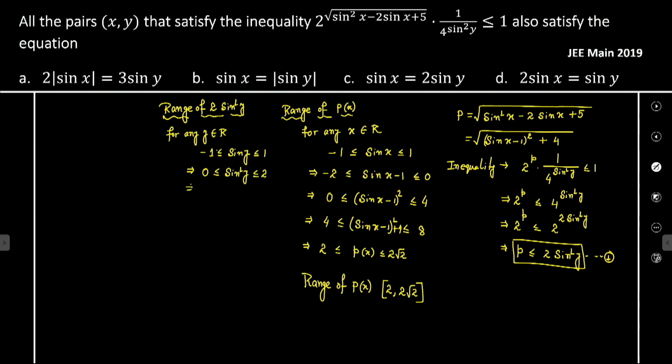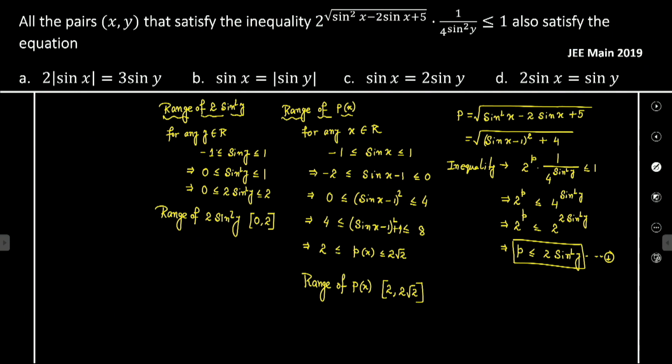And therefore we'll get 0 less than equal to 2 sine square y less than equal to 2. Okay, this is actually the value I just wrote wrongly. This should be 1. 1 square, I just wrote 1. Okay, so therefore we'll find the range of 2 sine square y is definitely the closed interval 0 to 2.